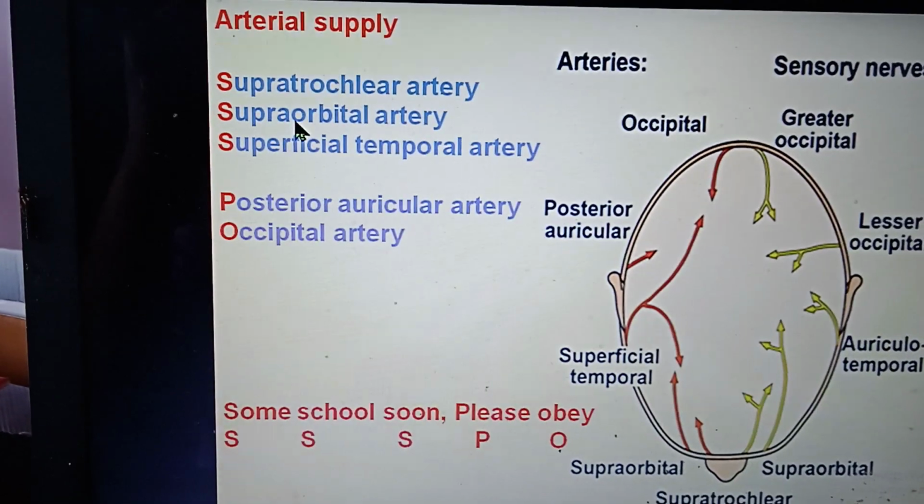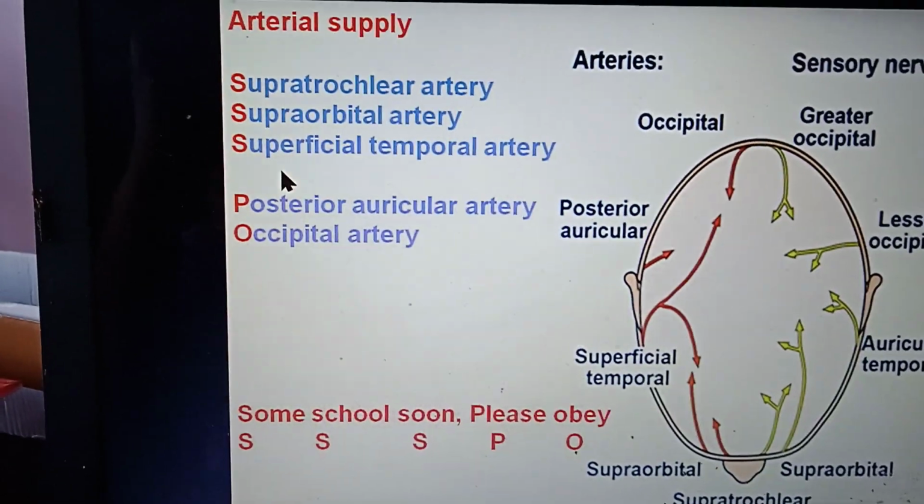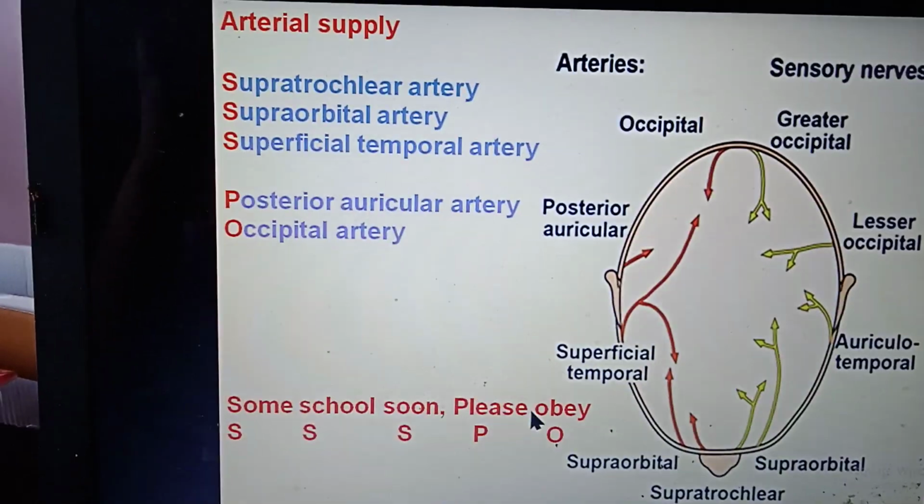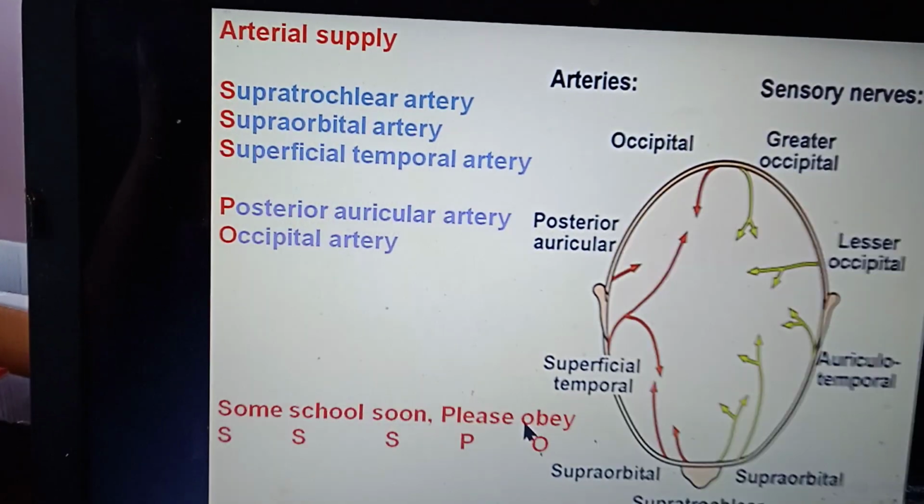So supratrochlear, supraorbital, superficial temporal, posterior auricular, and occipital artery. Some school soon, please obey. These are the arterial supply of a scalp.